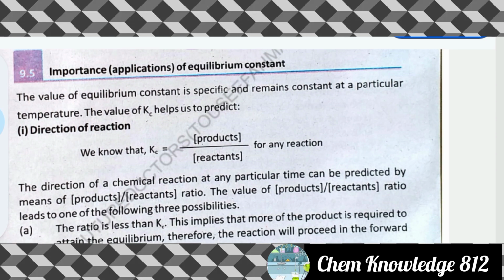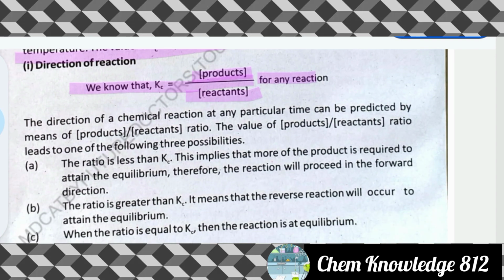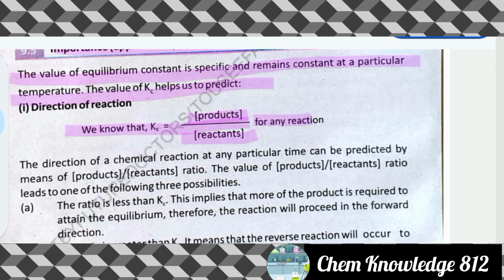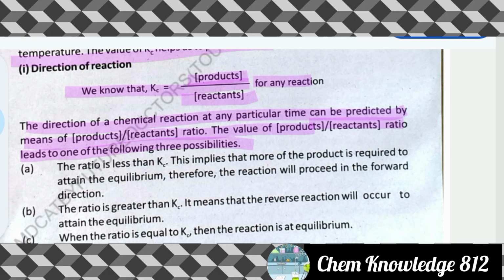So in this way we can calculate the equilibrium constant. Now, important applications of the equilibrium constant. The value of the equilibrium constant is specific and remains constant at a particular temperature. The value of the constant helps us to predict. We know that Kc is equal to the product divided by reactant for any reaction. So the direction of chemical reactions at any particular time can be predicted by means of the product divided by reactant ratio. The value of the product and reactant ratio leads to one of the following 3 possibilities. First, the ratio is less than Kc. This implies that more of the product is required to attain the equilibrium. Therefore, the reaction will proceed in the forward direction.